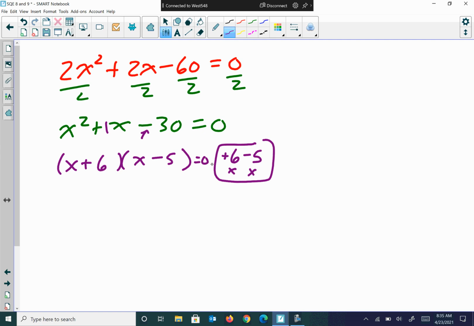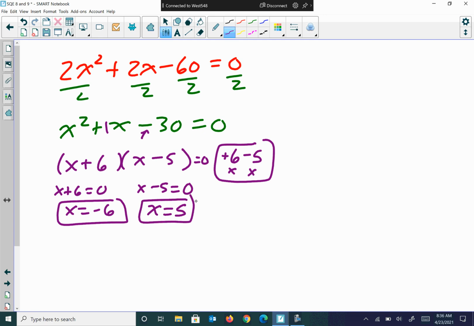It's equal to 0. Set each of these equal to 0. Subtract 6. Add 5. Okay. Sound good?